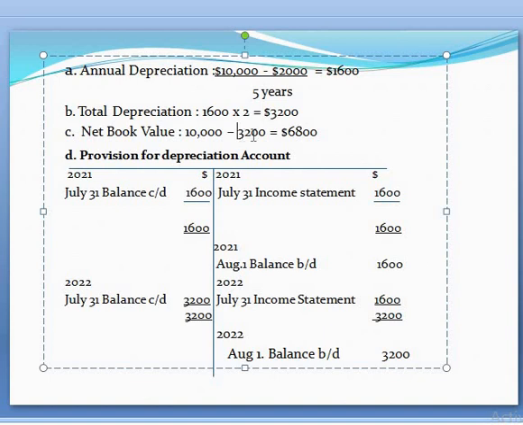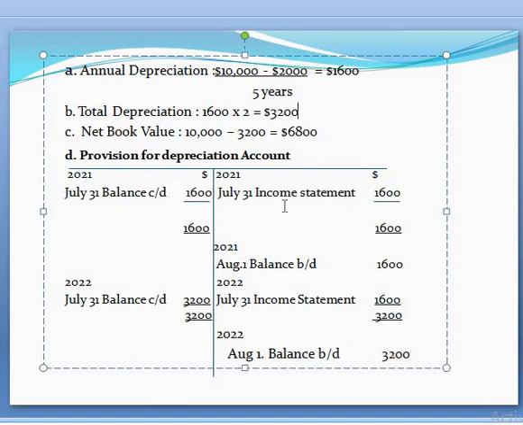And the net book value will be now 10,000 minus 3,200, which will equal 6,800. This is the total depreciation now for all the 2 years, which we deduct from the cost to show the net book value. The net book value is very important because it's the one that shows in the statement of financial position. Now, if we have to show the provision for depreciation account, like I say, we credit provision for depreciation and we debit income statement. Remember that our depreciation for the year is 1,600. So we have credited it and debited income statement.